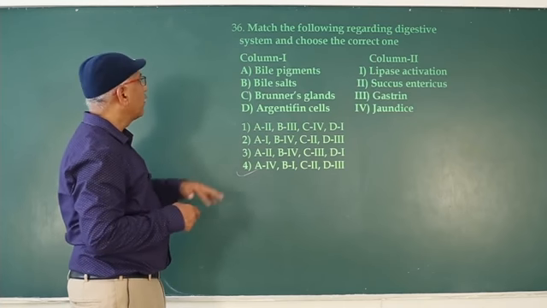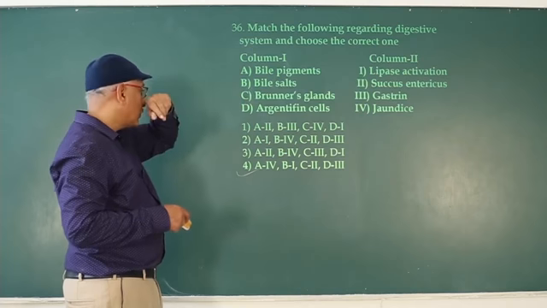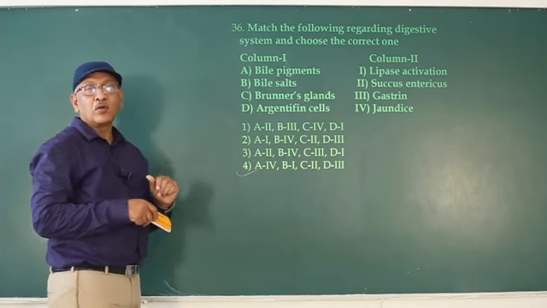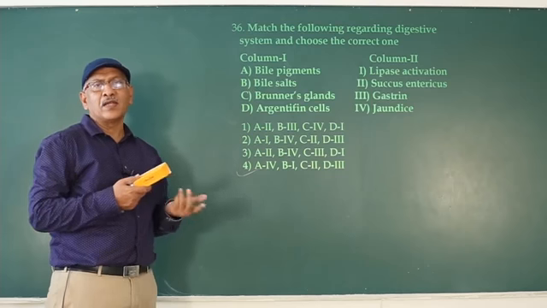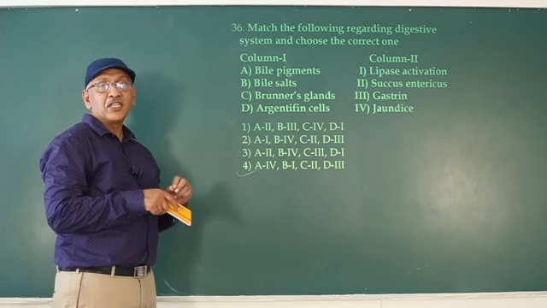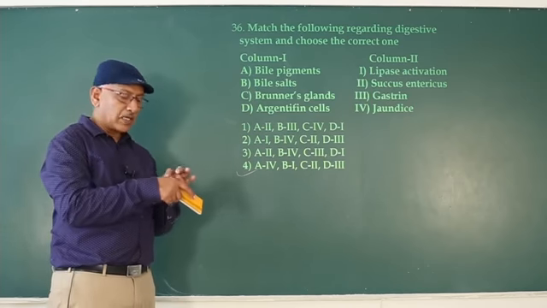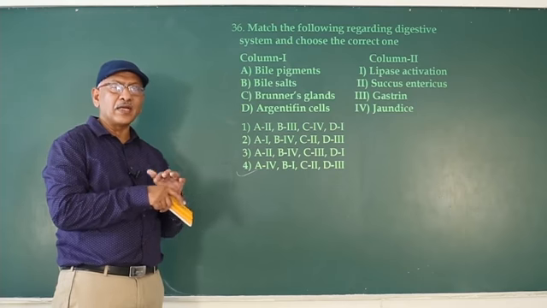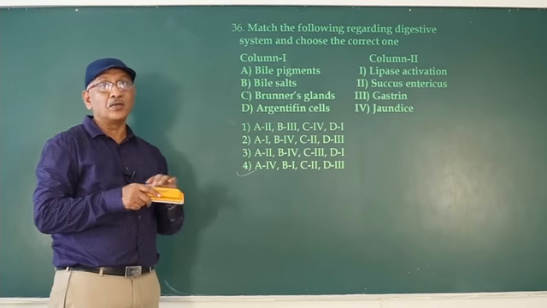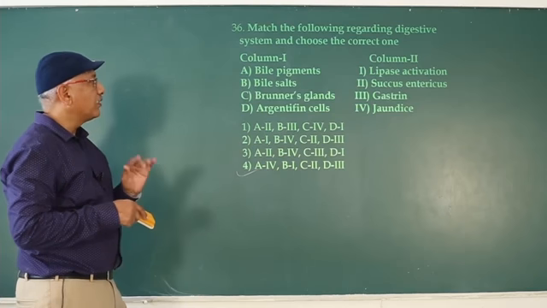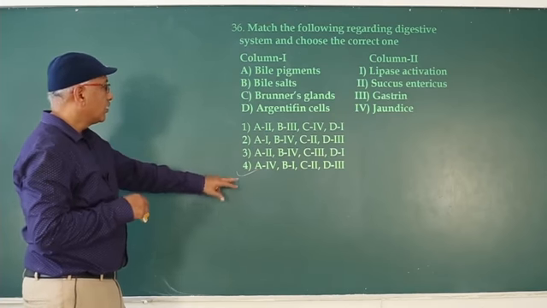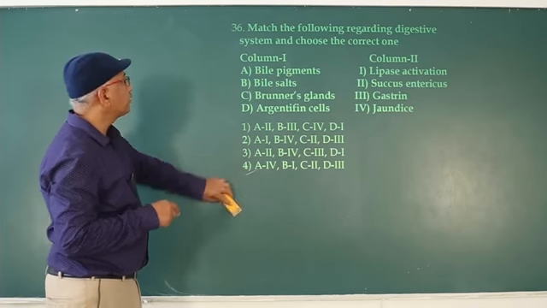So the fourth one, bile pigment, causes jaundice. What happens if the bile pigments are not sent out through the anus? In a hepatitis patient, they spread under the skin and give a yellow color to the skin, the eye, and the urine. So bile pigments cause jaundice. So that is the fourth option.